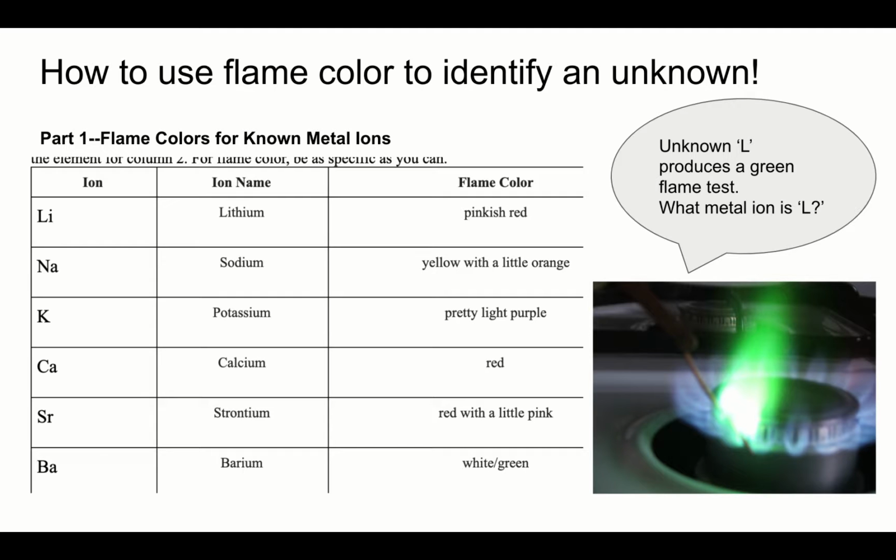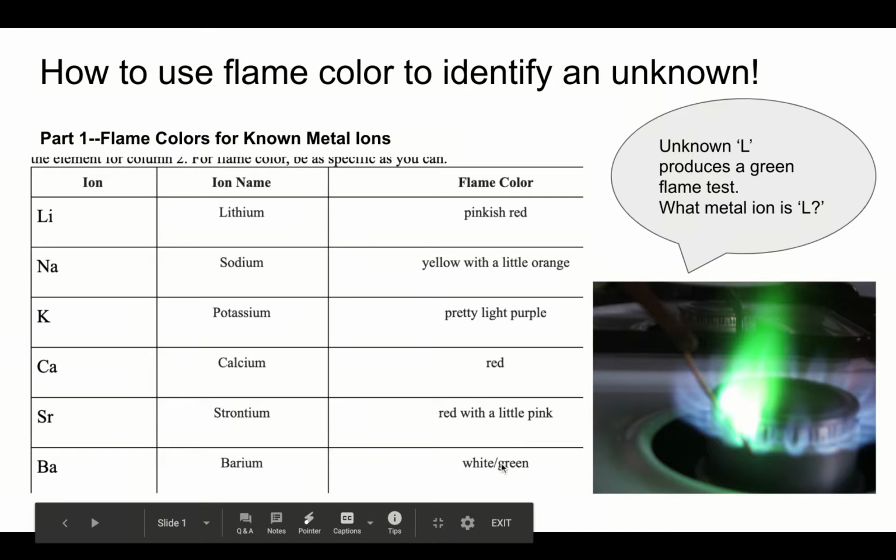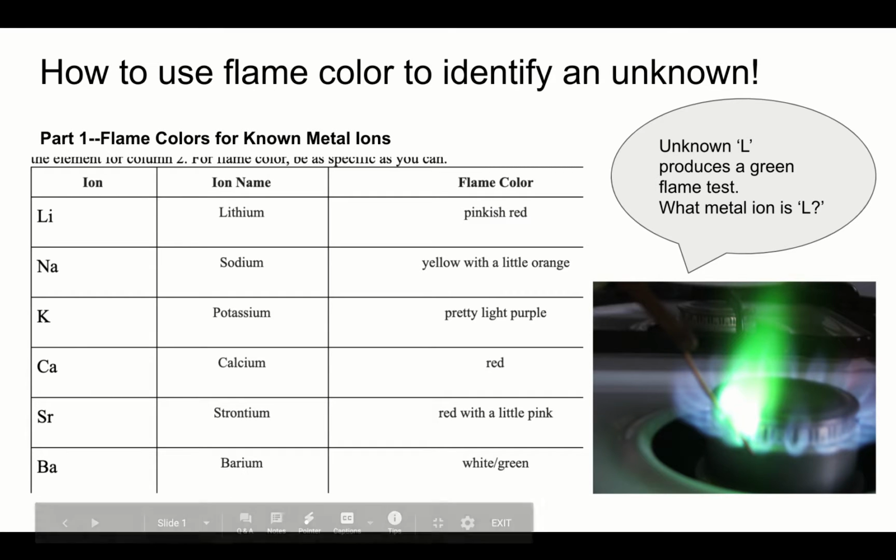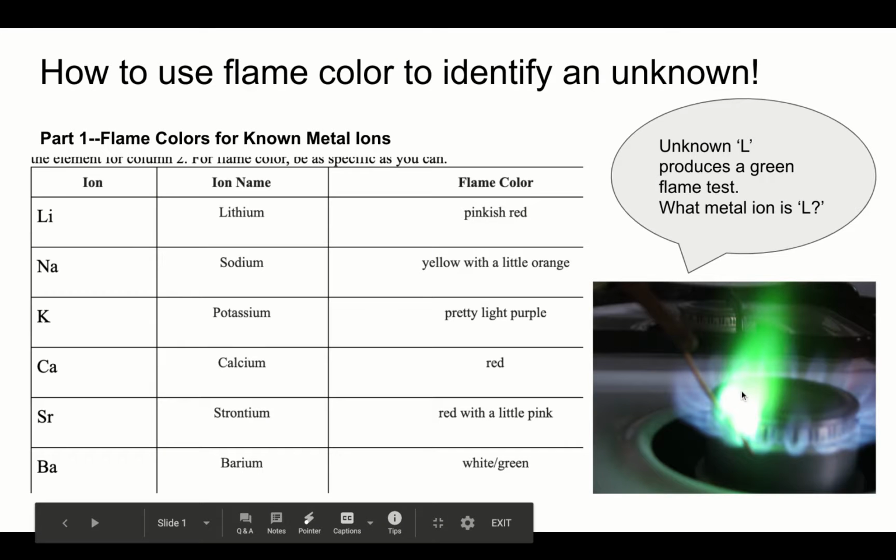So now let's say we have an unknown L, and we see that it produces a green flame test. What metal ion must L be? You have to go back to your part 1 data table and you just read down the flame colors until you come to green. So barium burned white-green, and it looks like we also did copper, which got cut off in the screenshot, but copper was blue-green, all right? So this color is more white-green. Therefore, the identity of metal ion L must be barium.